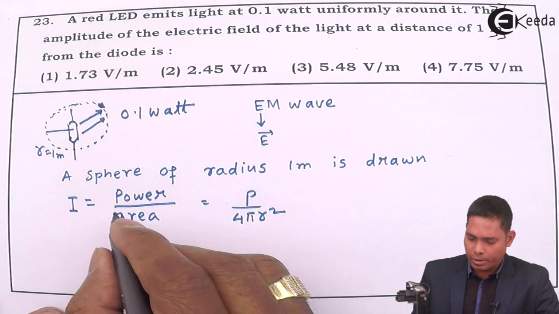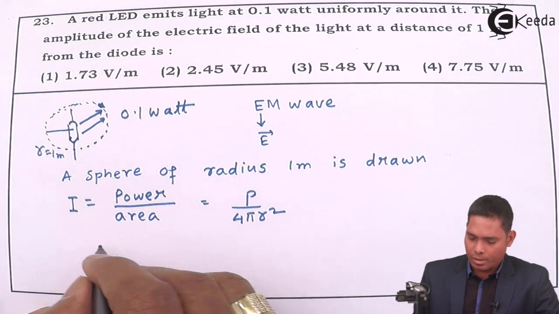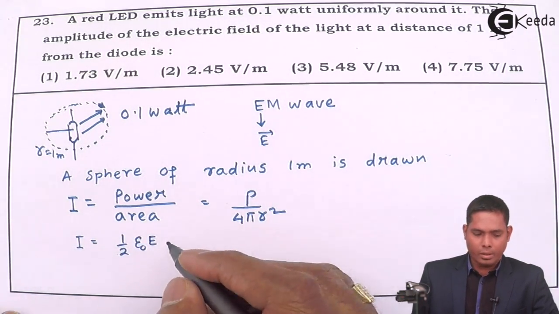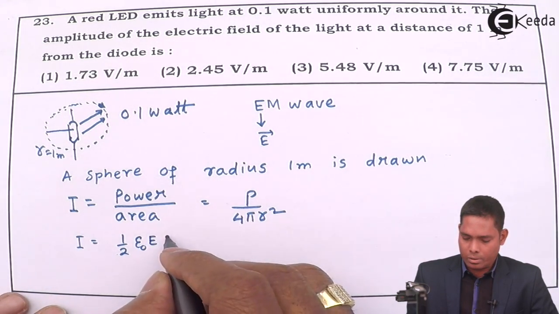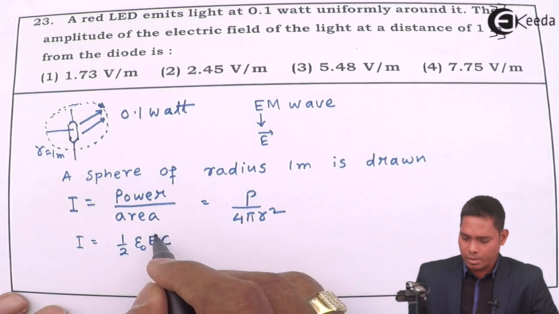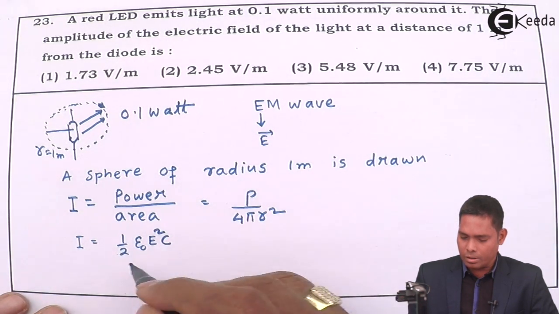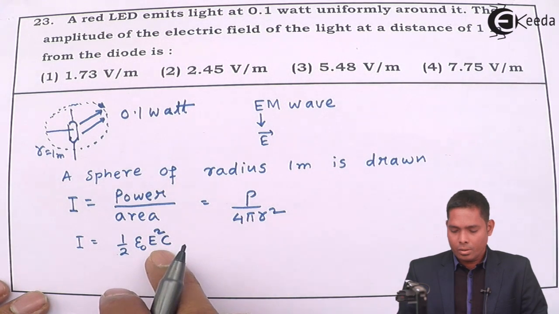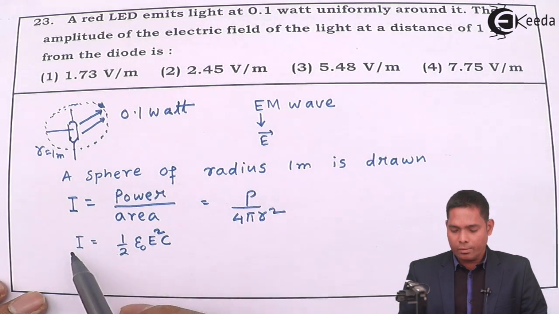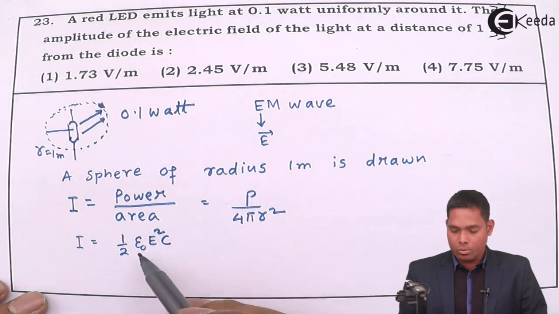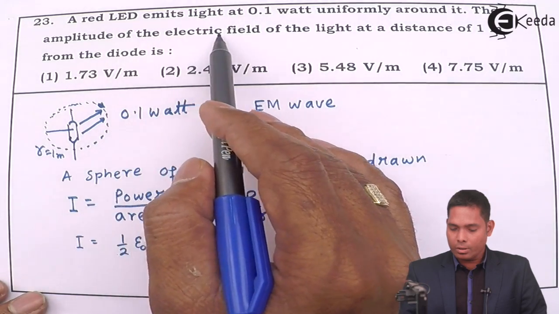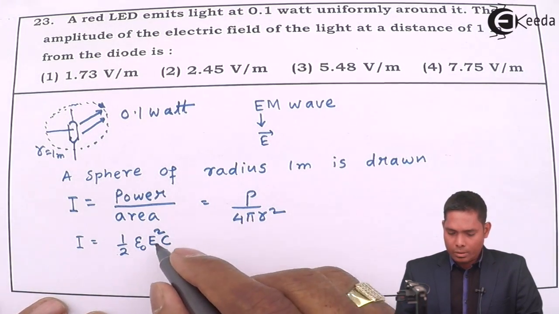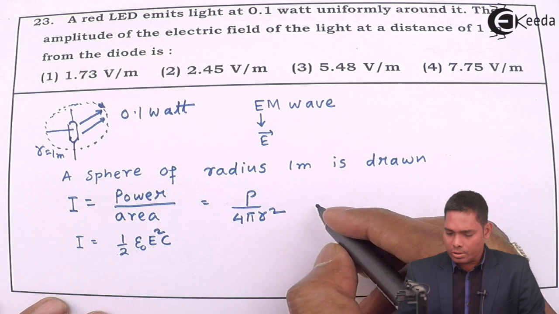Now, the intensity formula is also half epsilon naught E square C. This is the formula that you have to use for intensity: half epsilon naught E square C. Then I have I is this, and also I have I is this. So I will equate these two and find the amplitude of the electric field in the question.